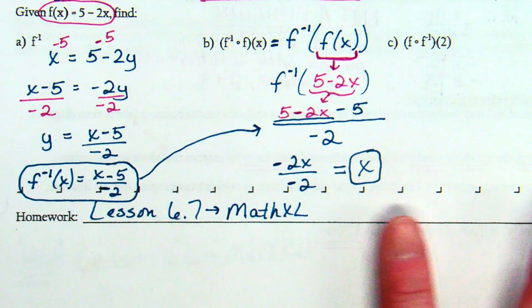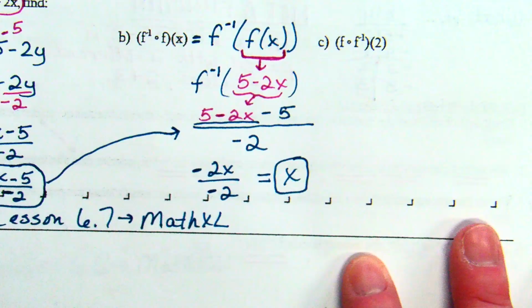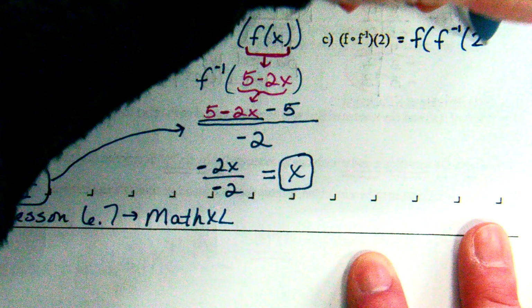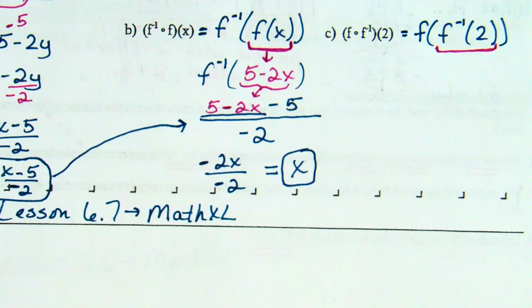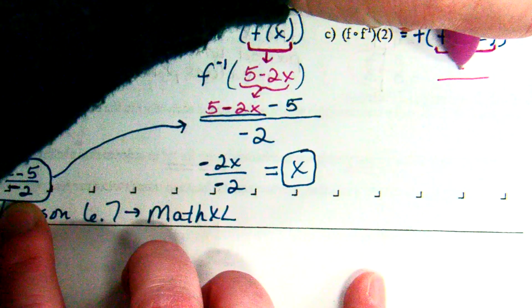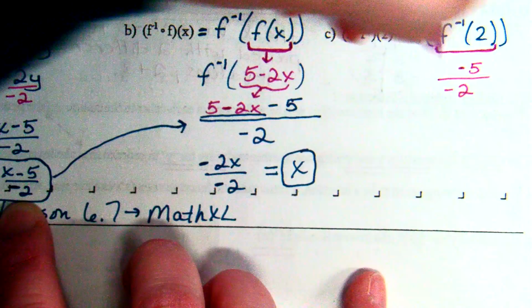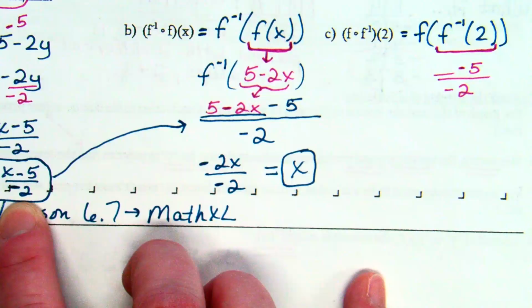So, f composed with f inverse means I'm doing f of f inverse of 2. Where do we start? Starting on the inside. So this time, f inverse of 2. What does f inverse of 2 mean I do? Put 2 into x of f inverse. What is f inverse? f inverse was x minus 5 divided by negative 2. So something minus 5 divided by negative 2. What's my something? 2.